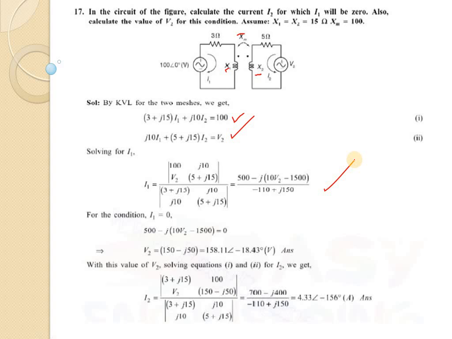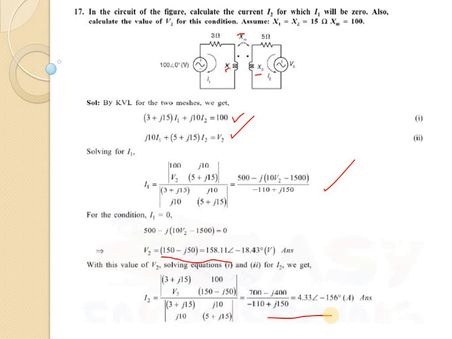So in place of I1 we have to put 0 and we are getting that the value of V2 is this one. Okay. Now from the value of V2 we will calculate the value of I2. We have just put the value of V2 here and with help of that, we will calculate the current I2. So this is the value of current which we are getting at 4.3 angle 153.